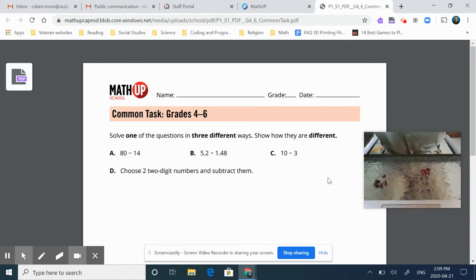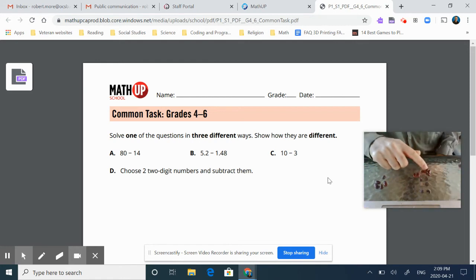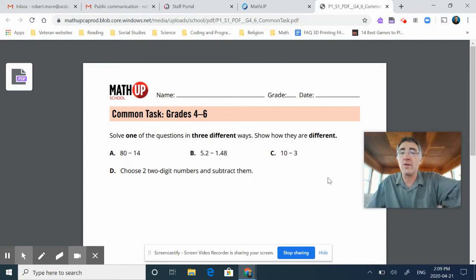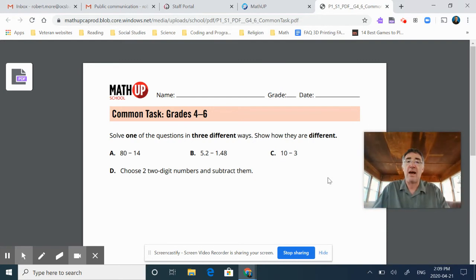So what do I have left? 10, 20, 30, 40, 50, 60, 61, 62, 63, 64, 65, 66. And so in this particular case, my answer is going to be 66, which is one way of showing how I can do this. Now, what's another way that I could show that?